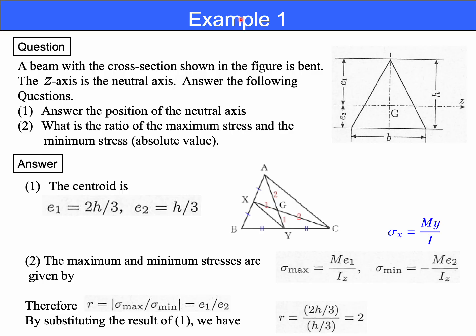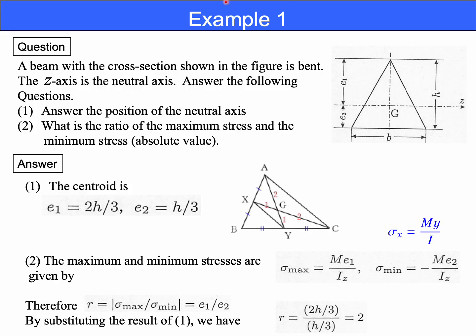Questions are: answer the position of the neutral axis. In order to do that, you have to calculate the centroid for the triangle. The second question: what is the ratio of the maximum stress and the minimum stress? Absolute values. So let us consider the first question, position of the neutral axis.